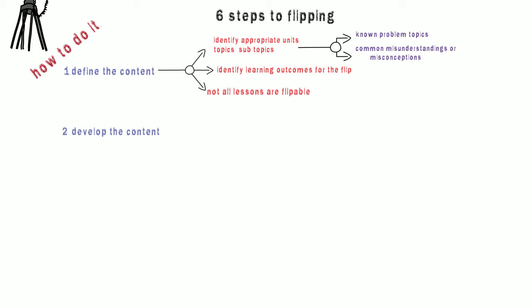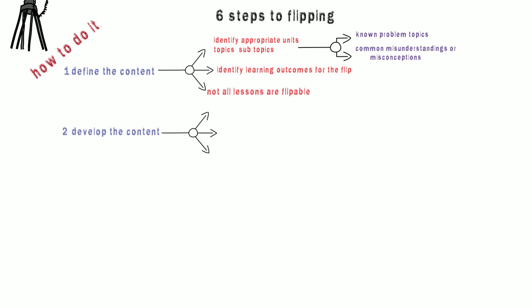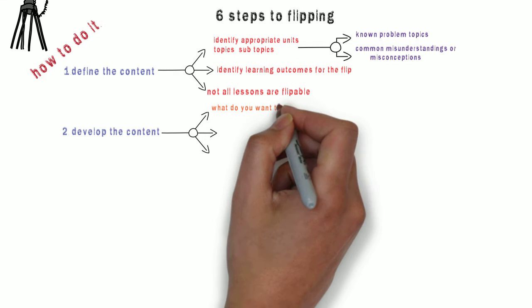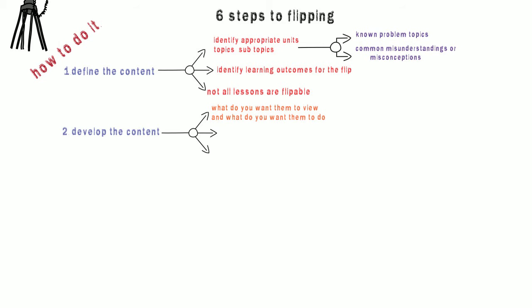Step 2. Develop the content. Identify what concepts or learning outcomes you would like the students to access on their own, and what concepts or learning outcomes should be for the group activities in class. In other words, what do you want them to view and what do you want them to do?